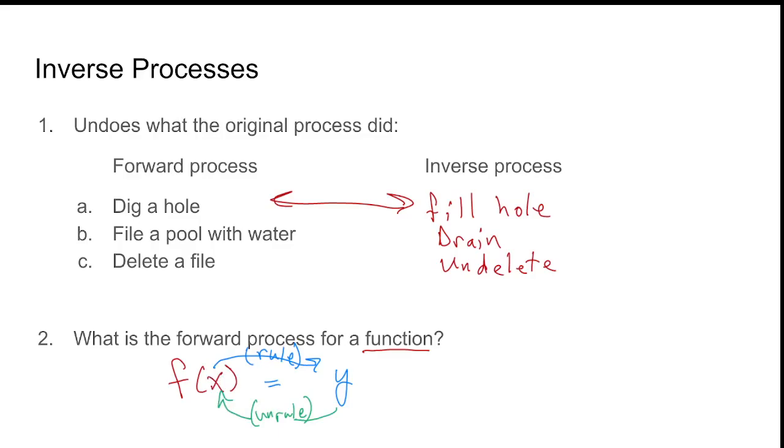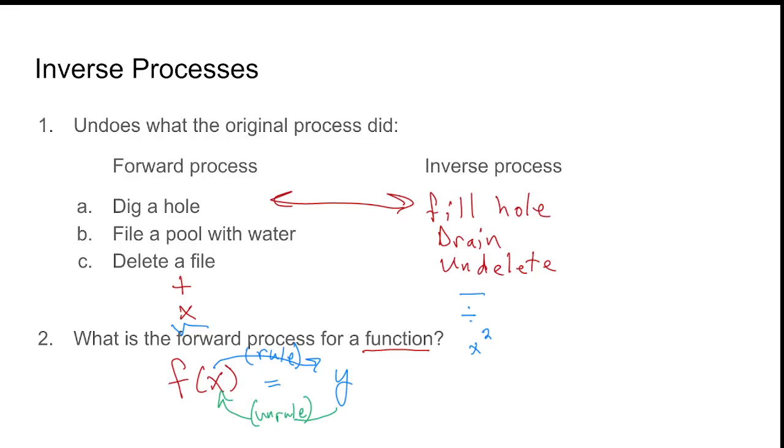And math is filled with these types of forward and inverse processes. So if you think of addition being a forward process, what would be the inverse process? Subtraction. If we think of multiplication as the forward process, the inverse process would be division. If we have squaring, or let's do the square root, then the inverse process is to square it, right? So we've got these kinds of processes that bring us back and forth.